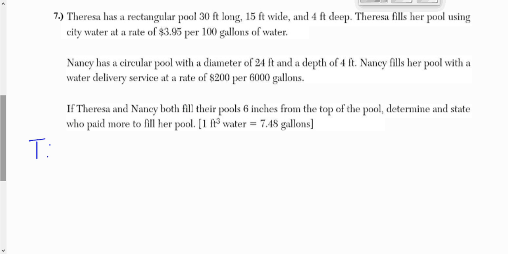So what should we find out first about Teresa and her pool? The volume in what units? Cubic feet, right? She's got a rectangular prism type pool, so her volume is going to be 30 times 15 times 3.5. Why is it 3.5?